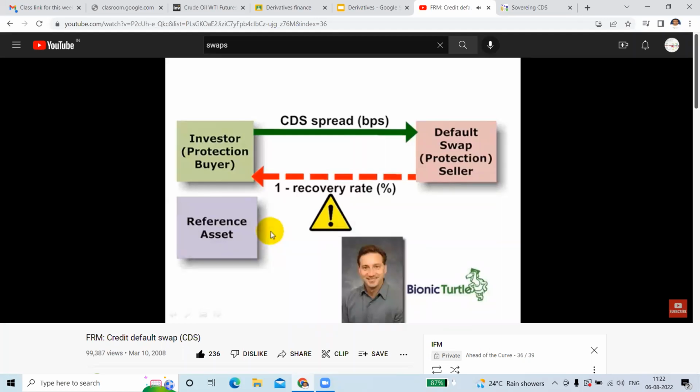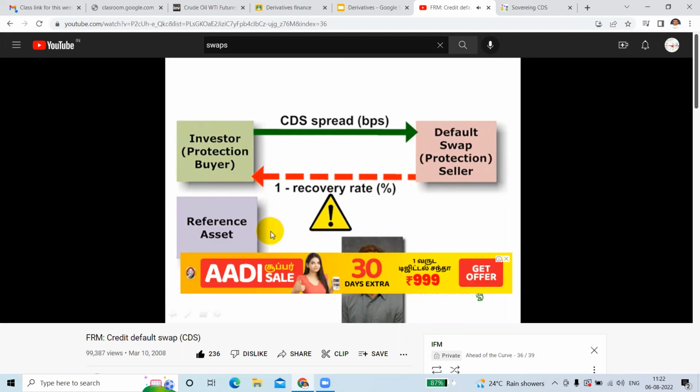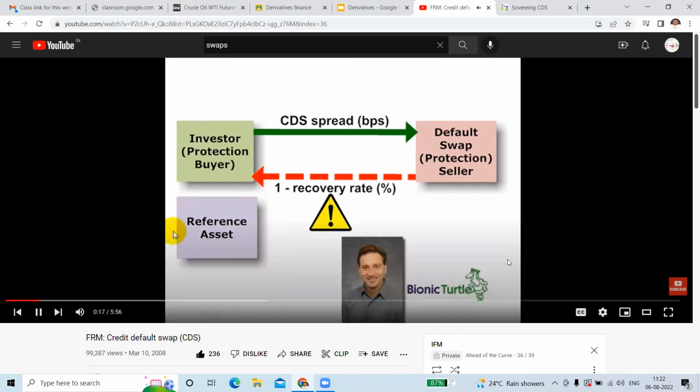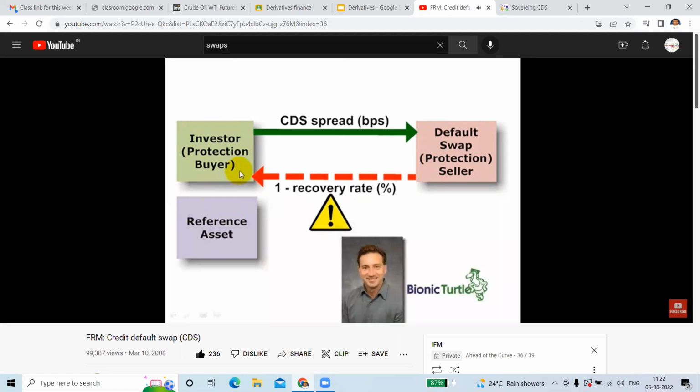Hello, David Harper of Bionic Turtle in a brief tutorial on the credit default swap. The credit default swap is the most commonly traded credit derivative. To illustrate, I have three elements on the page: a reference asset, the investor who buys protection, and the default swap seller who sells protection. Start with the reference asset in purple. This could be either an entity, by which I mean an entire corporation or even a sovereign, or it could just be a specific obligation, a loan or a debt instrument. Think of this as a bond.